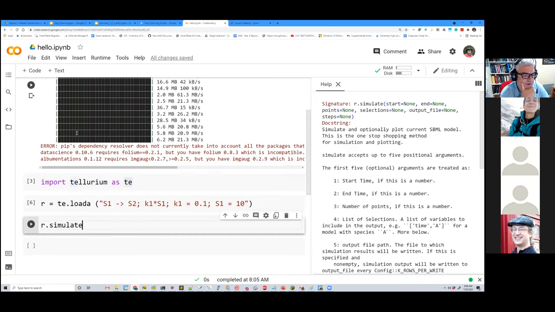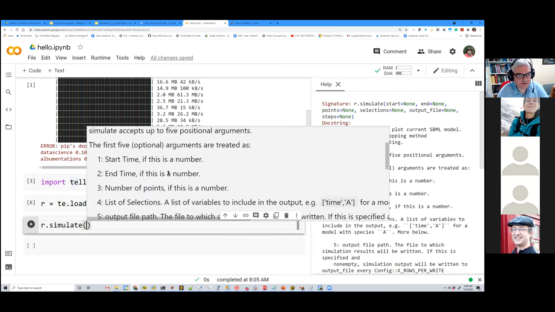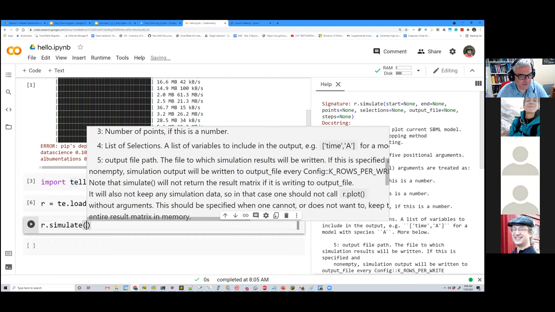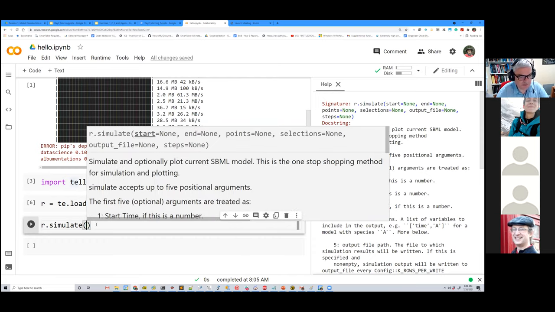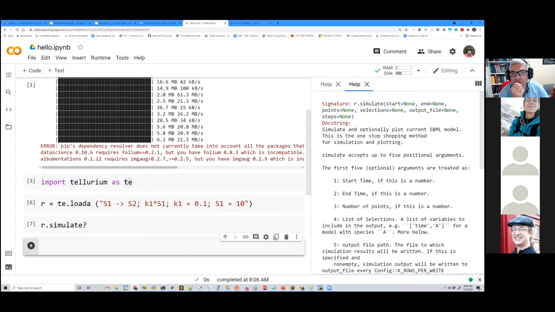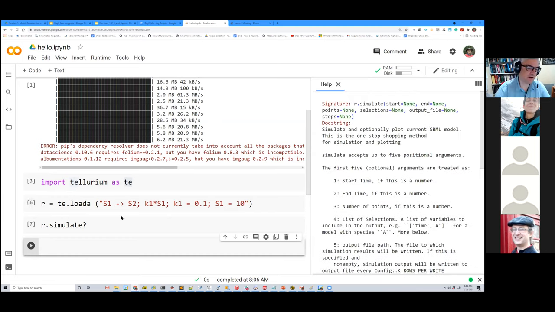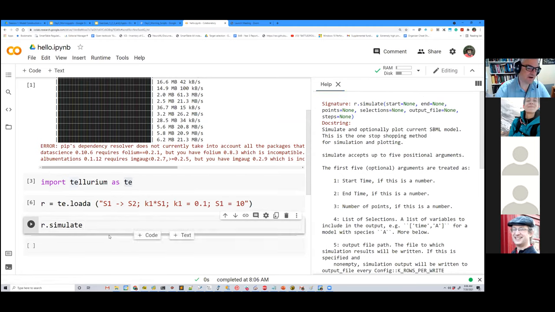And I can type simulate, and if I want more help on it, I can either open the brackets and it gives me some help here, and I can scroll up and down to find out more about it, or I can put a question mark and then enter that, and the help will appear on the right-hand side. Okay, so there's plenty of help. So let's do a simulation then.